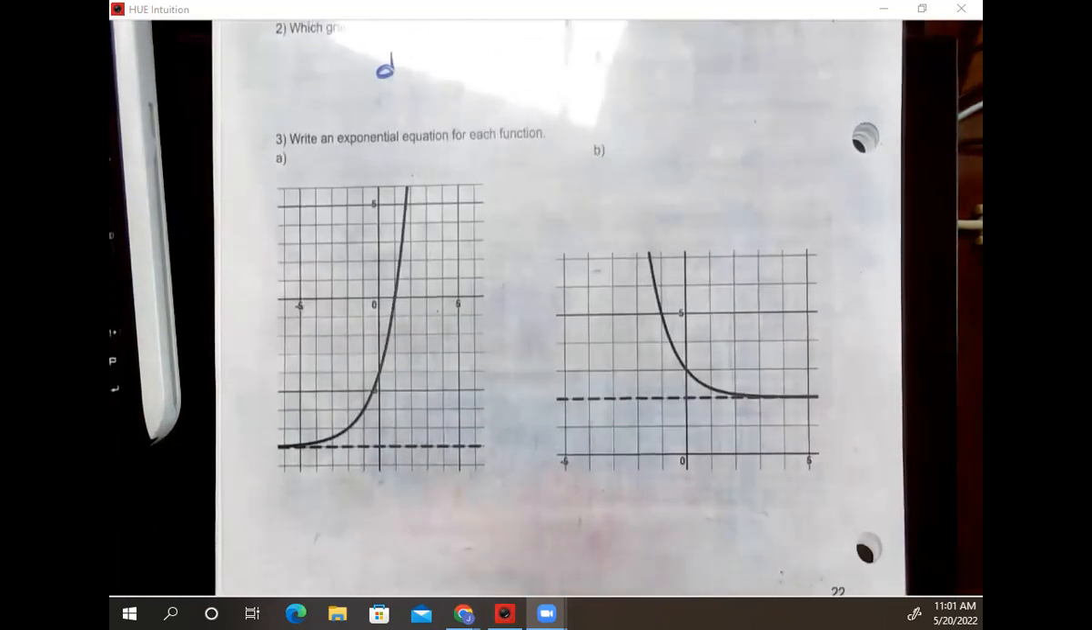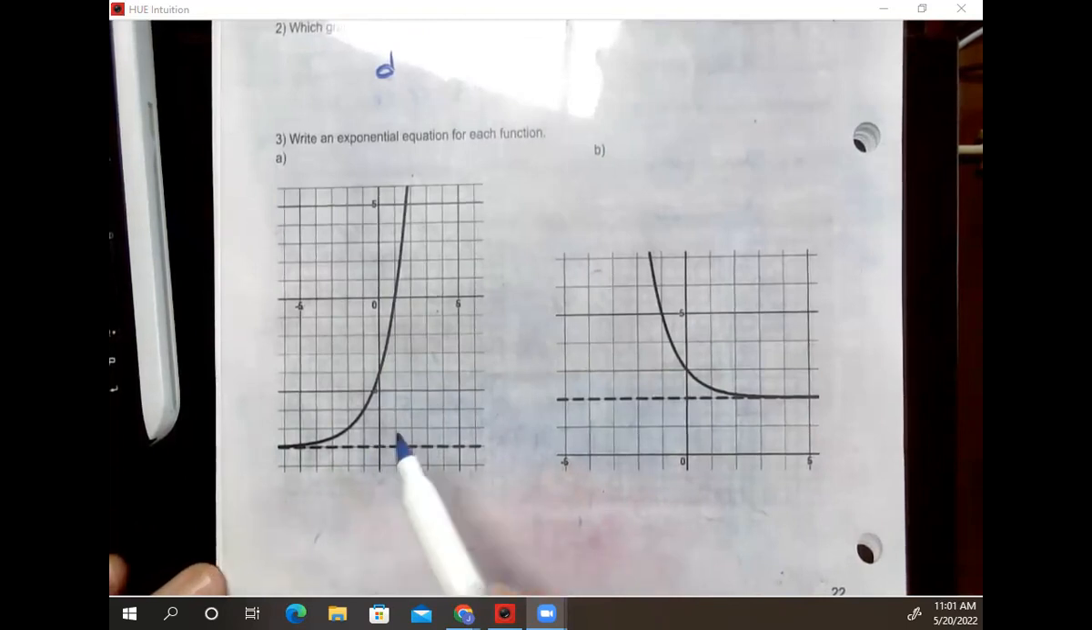Now for number 3, we're gonna flip the script here. So we started with functions and created graphs. Now we're gonna start with graphs and write the functions that would describe those graphs. As I write my functions, I'm gonna go in the same order that I go in when I create the graphs. Okay, so I'm gonna start with the asymptote. I wanna start by identifying where's my asymptote.